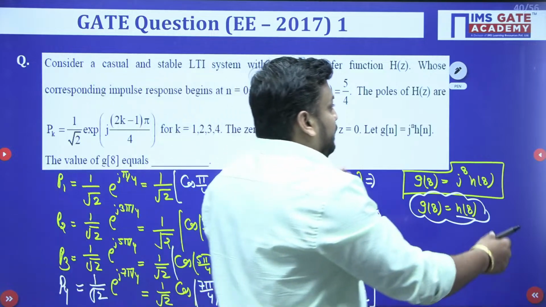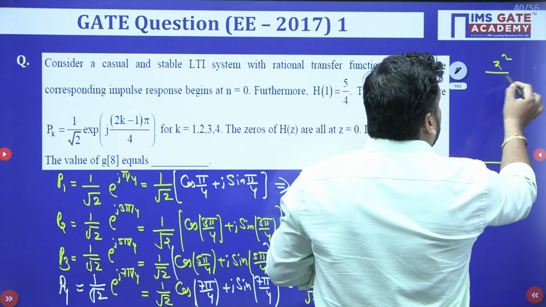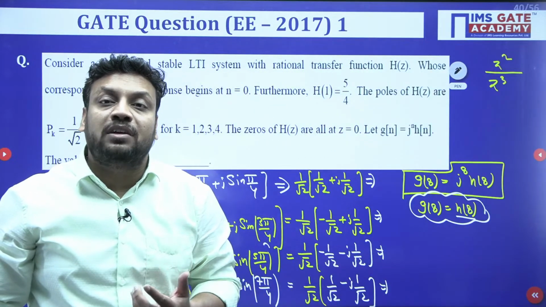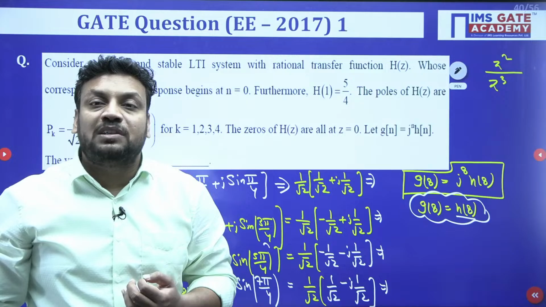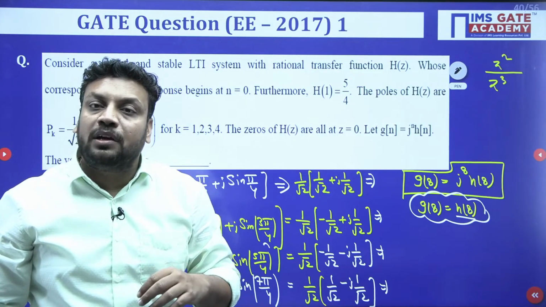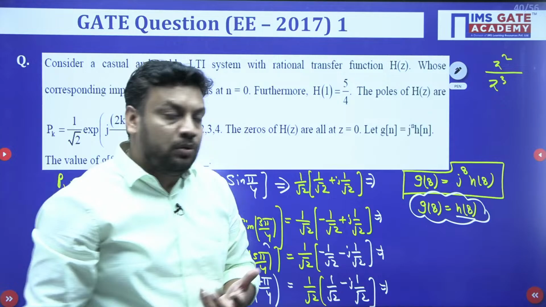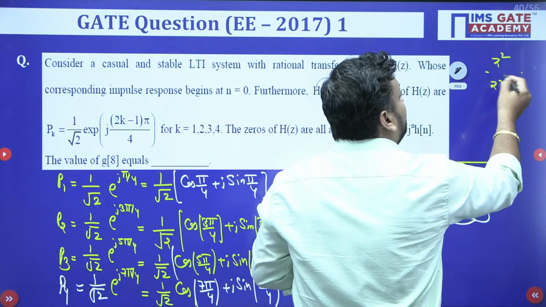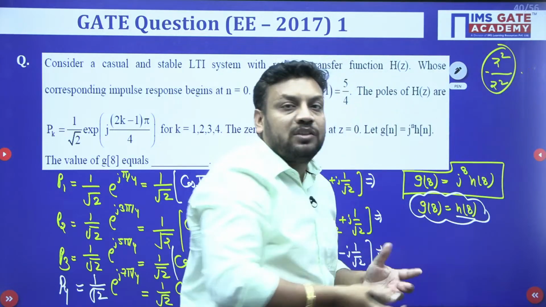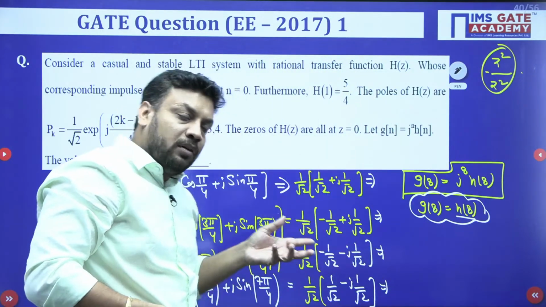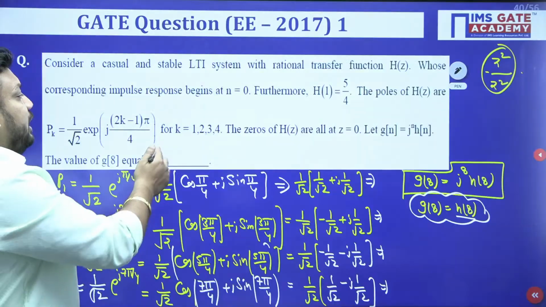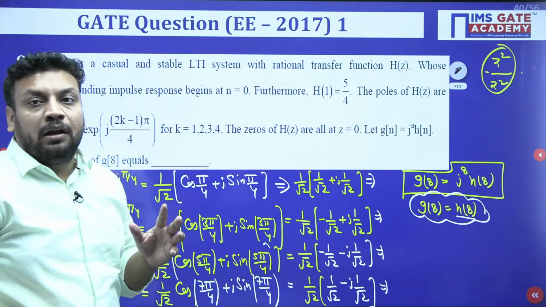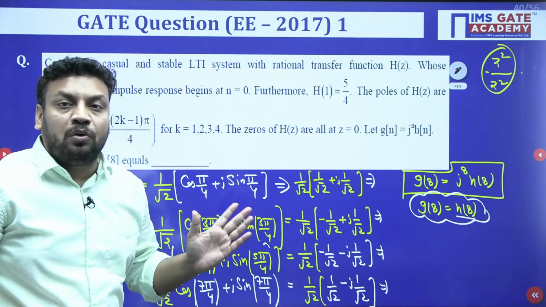So students, let me take an example. Suppose the highest power here is z square and the highest power there is z cube. When you divide, the first power that comes will be z inverse, which means your impulse response will start from one location. But we are looking for h(n) to start from n equal to 0. It means the highest power of the numerator should match the highest power of the denominator: z square, z cube, z to the power 4, z to the power 4. So because of this sentence, we know that the total number of zeros should be equal to the total number of poles.